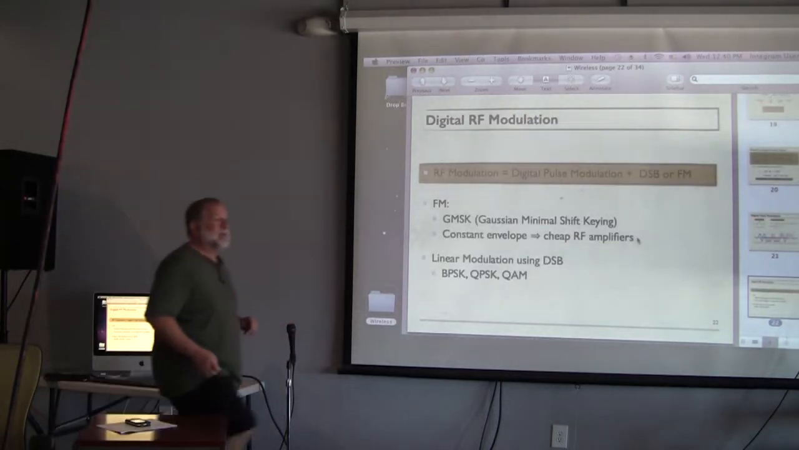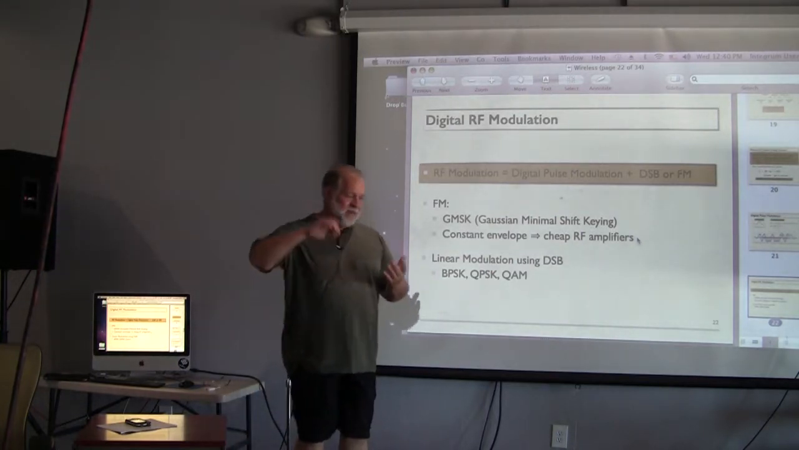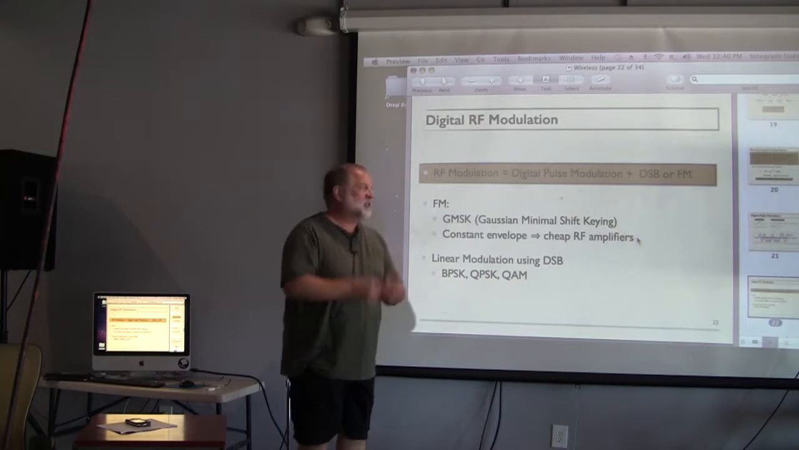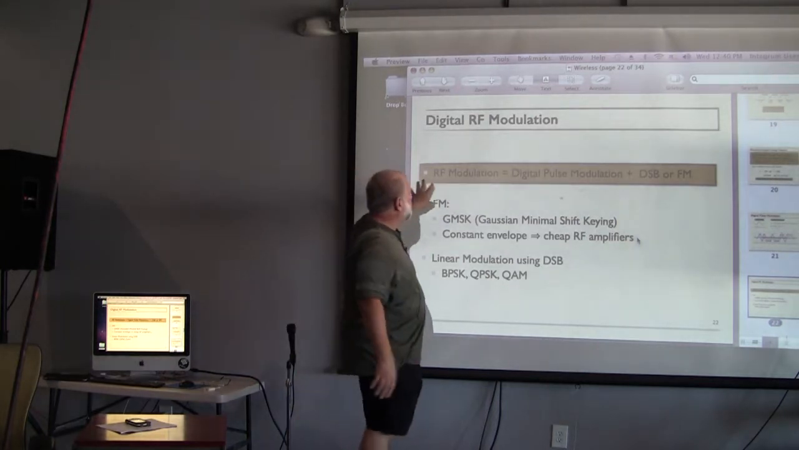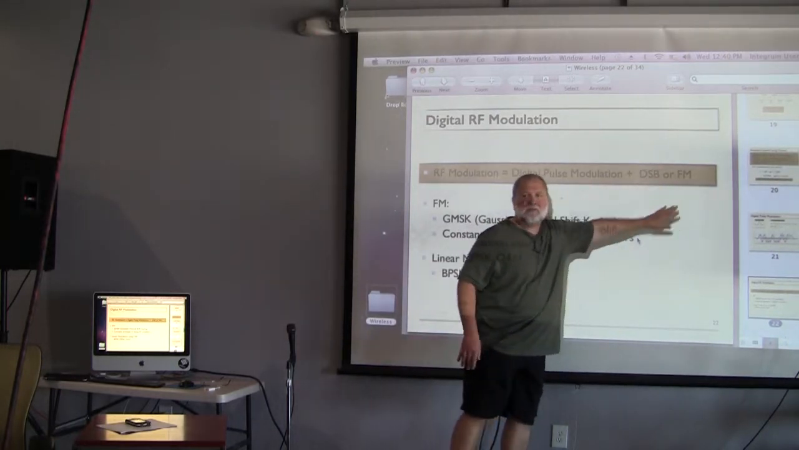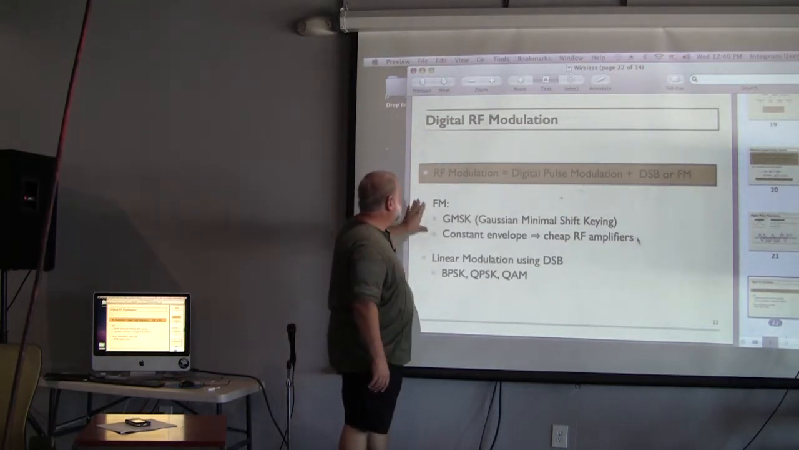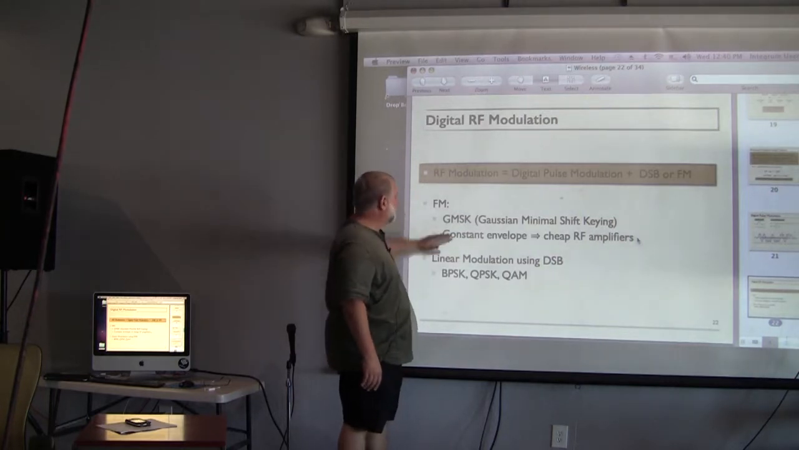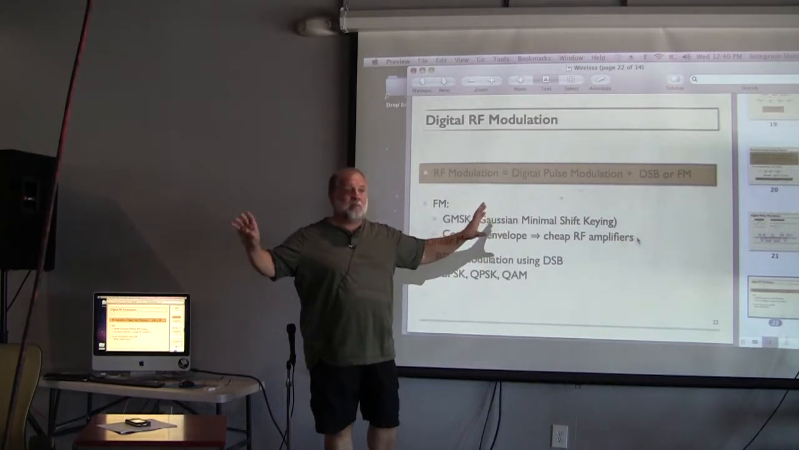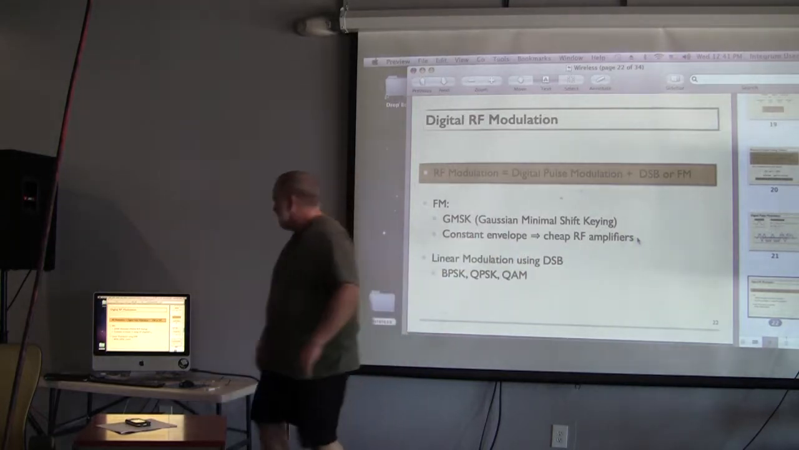Then we've gotten from bits, so we've done a lot. We've done source coding, we've done channel coding, we've done digital modulation, and now we're going to do digital RF modulation, but that's easy. Just think of RF modulation as being digital pulse modulation in the baseband plus either DSB or FM. This is not important, but the FM version is GMSK. The nice thing about the FM version, though, is it has that constant envelope to it. And we'll see why that's important in just a second. And then you have these linear modulations which are based on DSB.